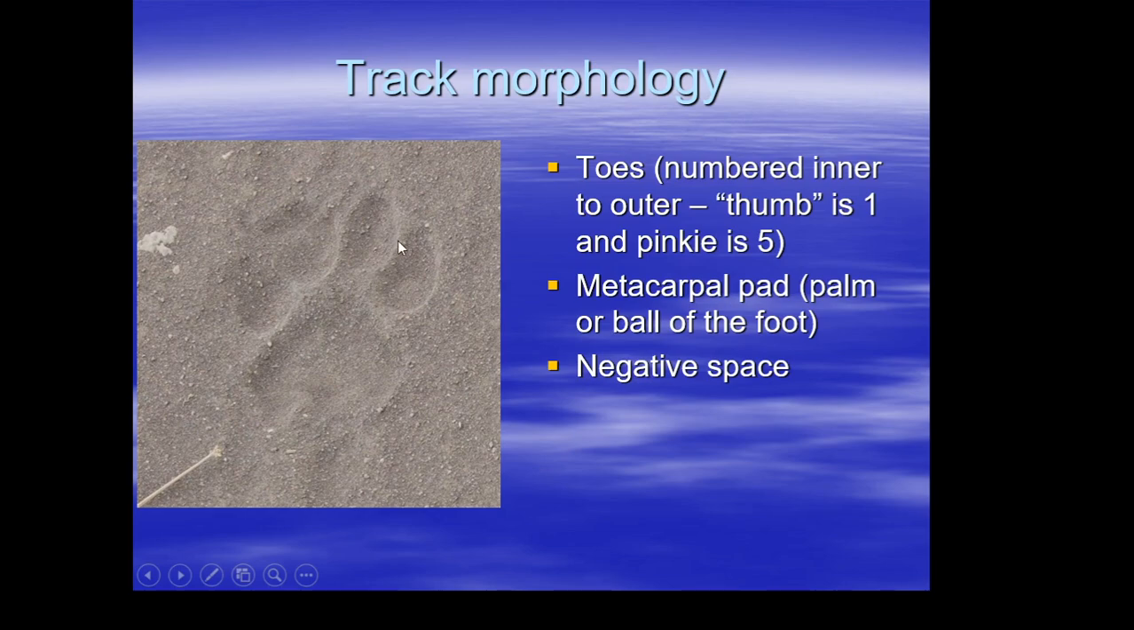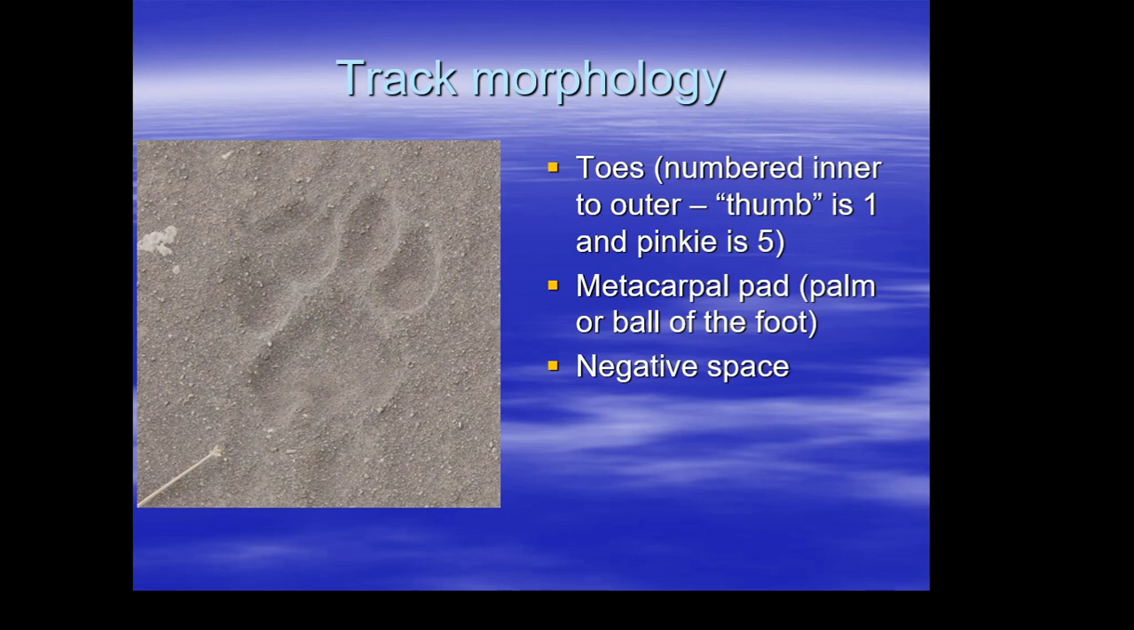See the space between these two toes? That's negative space. Space here between these two toes, that's negative space as well. Okay? Sometimes the pattern that the negative space produces is an excellent clue to help identify who made this track. For example, when I look at a cat track, I look at the negative space and it really looks like a pair of brass knuckles to me.